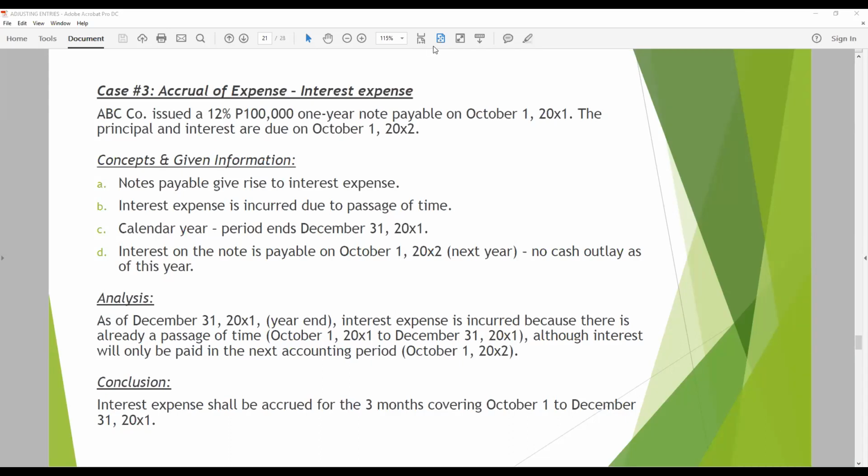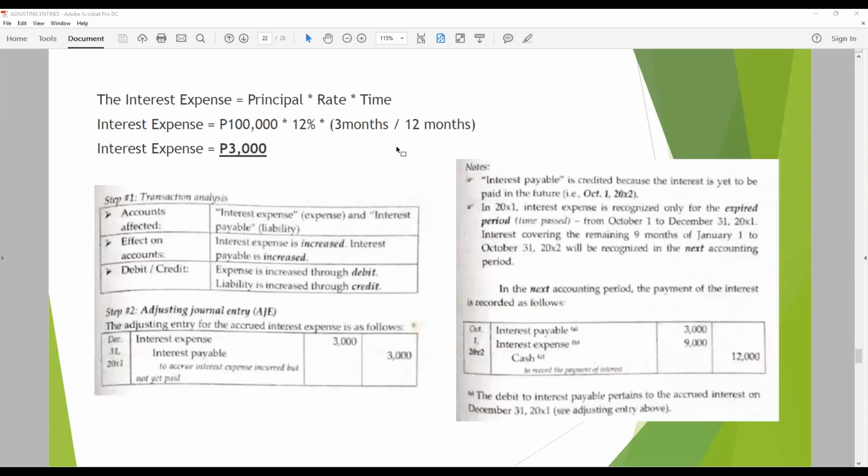Magkano yung interest expense for the accounting period? 3,000. Yan. So, same formula, PRT, 100,000 times 12% times 3 over 12. So, 3,000.